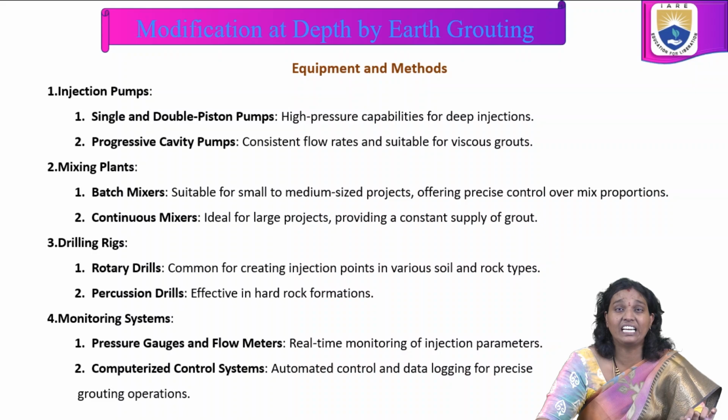The next one is drilling rigs: rotary drills and percussion drills. These are common for creating injection points in various soil and rock types, and percussion drills are effective in hard rock formations. And the next one is monitoring systems: pressure gauges, flow meters and computerized control systems. These are the different types of monitoring systems in earth grouting.